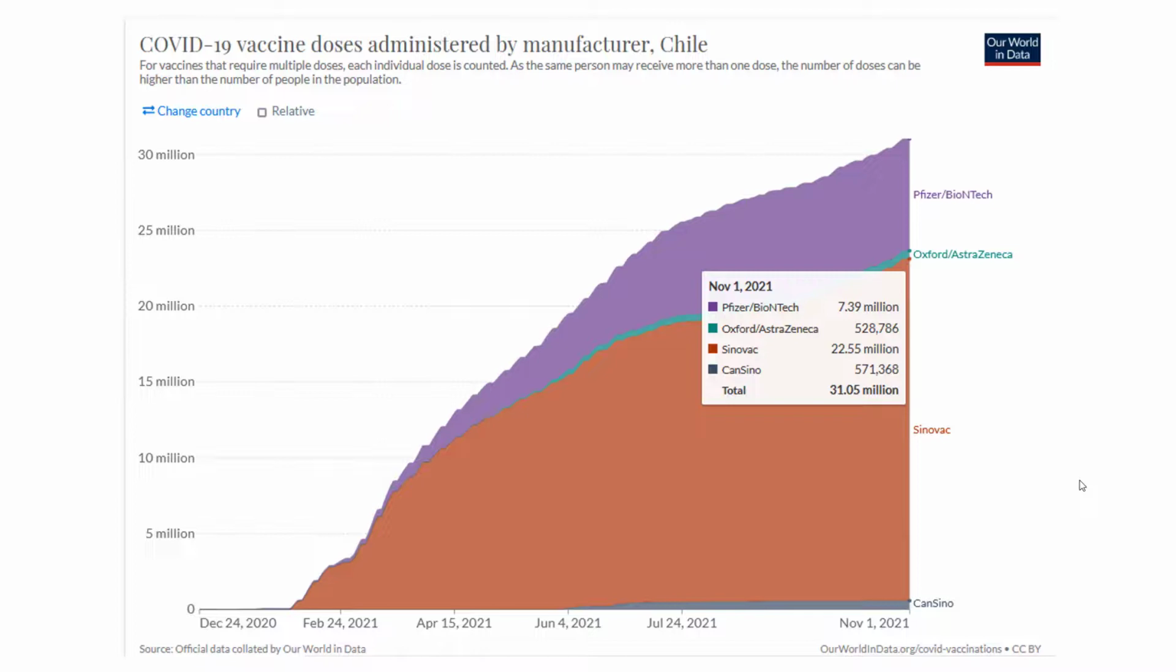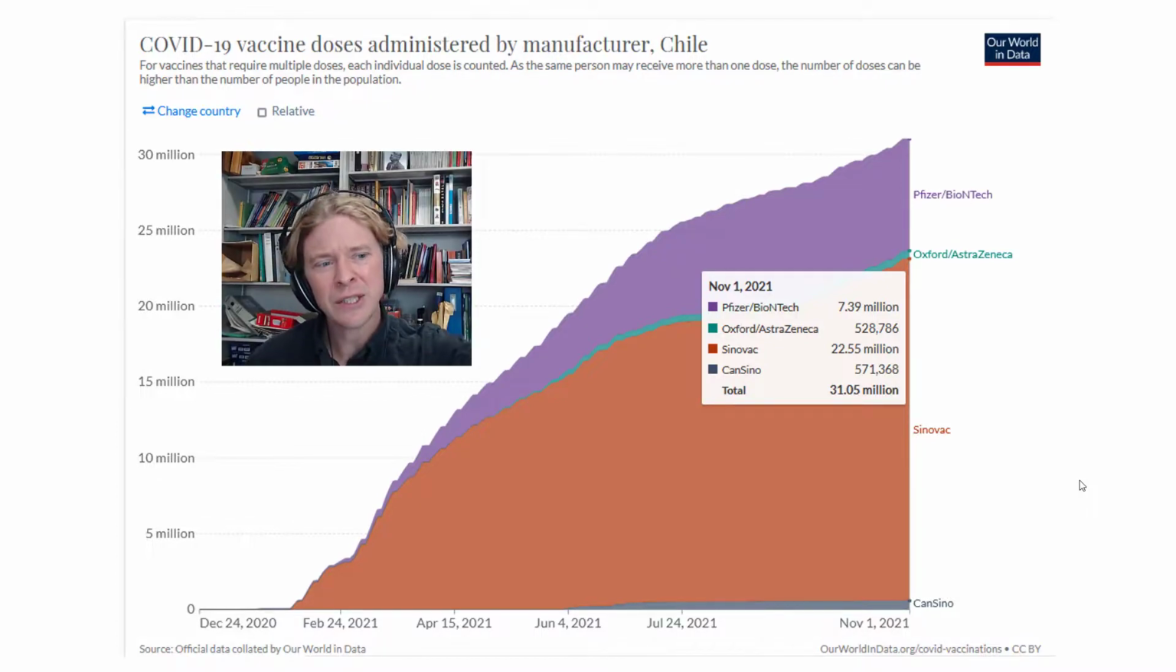And at this point, as of November 1st, Sinovac has been used at threefold the rate of Pfizer-BioNTech, and it accounts for just under 3/4 of the country's total. So that's how I might do it if Pfizer was my main thing.